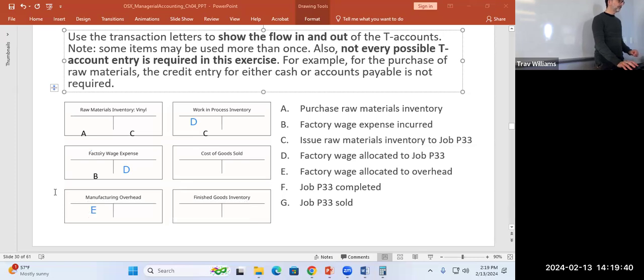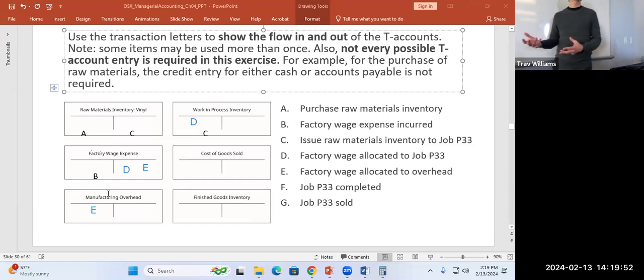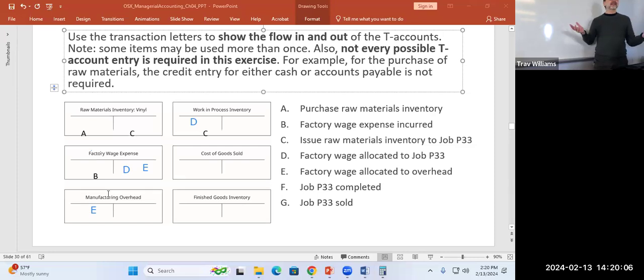And where is it coming from? It was also factory wage expense, right? So some of those worker wages were for direct labor, that went into work in process. Some was indirect labor, that went into manufacturing overhead. Remember I said that manufacturing overhead is the account where all of the costs go that are related to production that are not direct material or direct labor. So they just all go in there. And then when a job is done, we take a certain amount of that manufacturing overhead and apply it to that job.